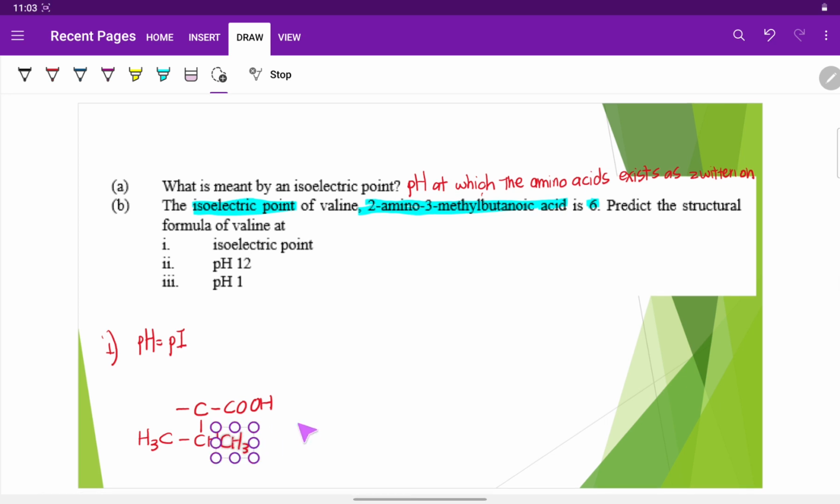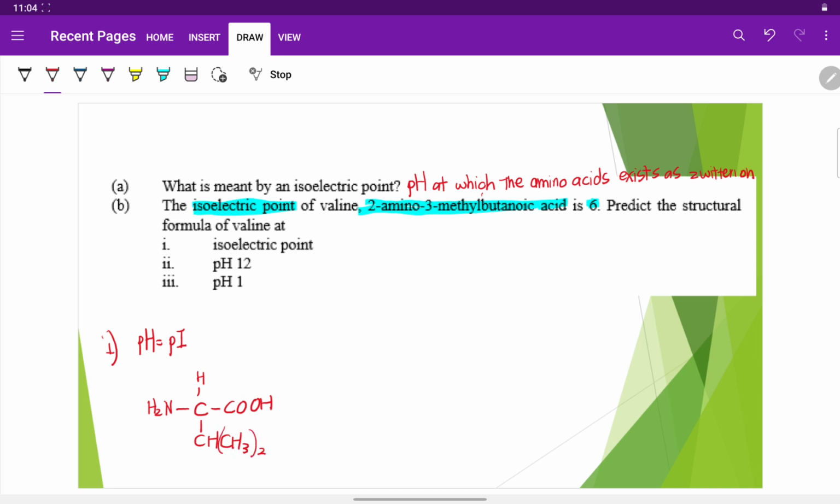So over here is NH2, H. So this is initially the structure of your valine. 2 amino, 3 methyl, 1, 2, 3 butanoic acid. Or you can also write it down as this. CH3 kat sini dalam kurungan ada 2. Okay, katakan kita nak tulis macam ni.